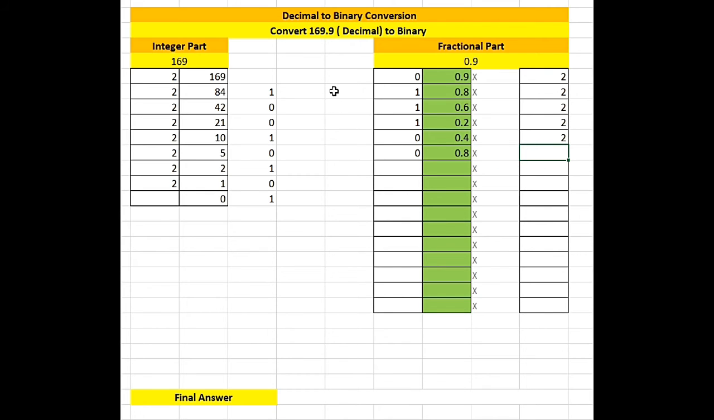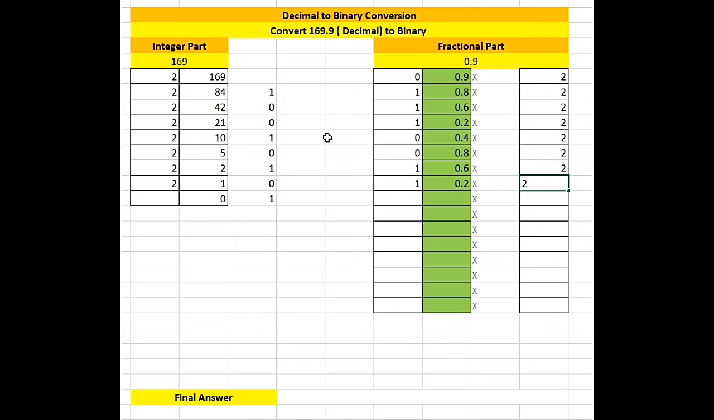Fine. This 0.8 should again be multiplied with 2. 0.8 multiplied by 2 gives us 1.6. So 1 goes here, 0.6 goes here. 0.6 again getting multiplied with 2 gives us how much? 1.2. So 1 goes here and 0.2 goes here.